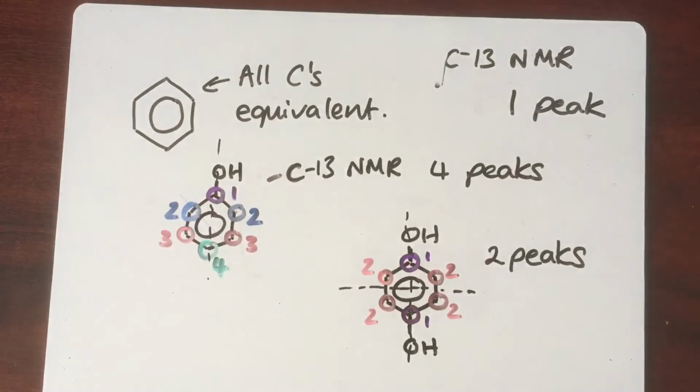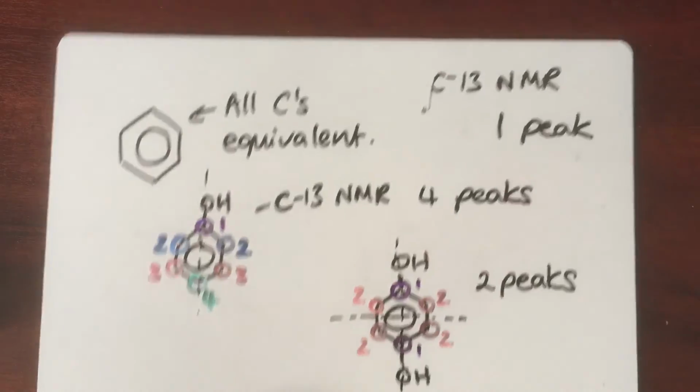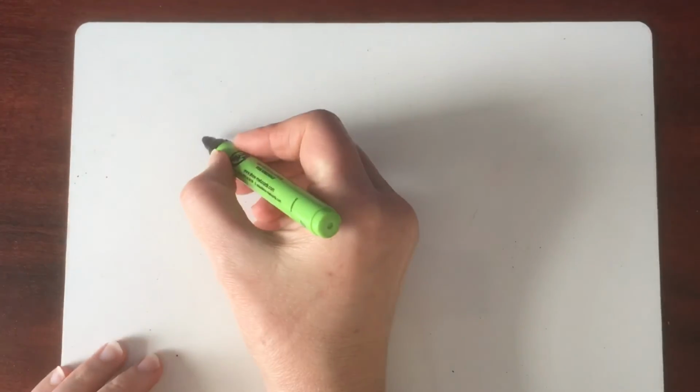Okay, let's move on to another example. See if I can find a board, otherwise I'll have to write that one clean. I have another board. Okay, let's just slide a new board in here. Let's have a new benzene ring.